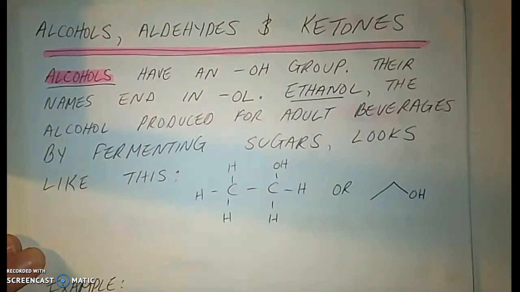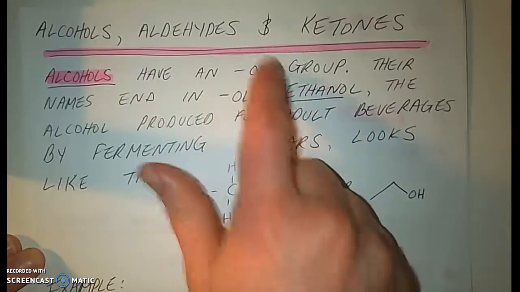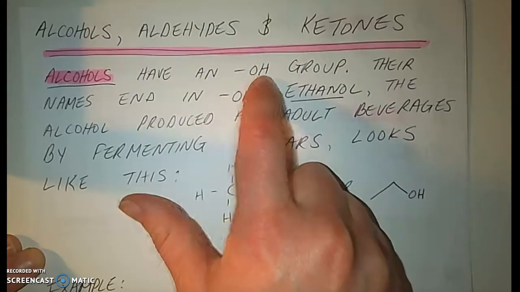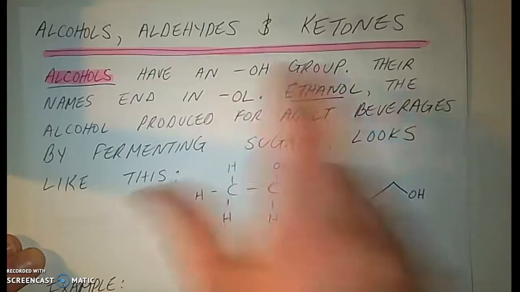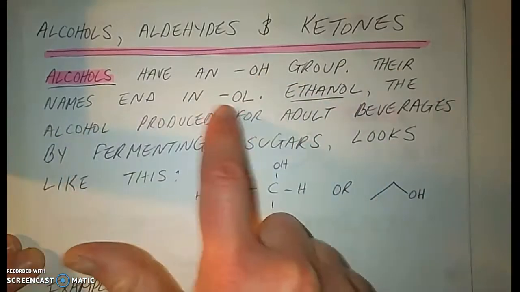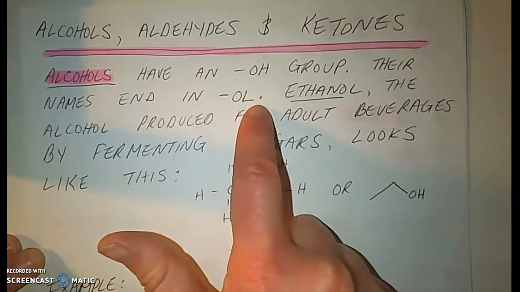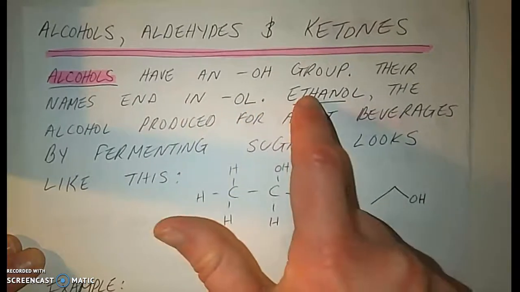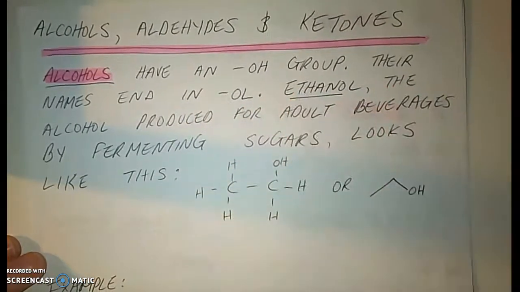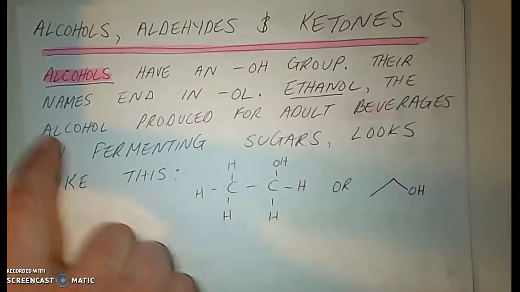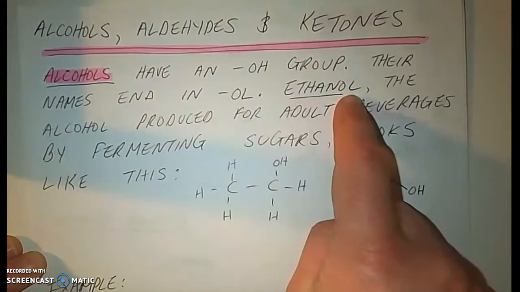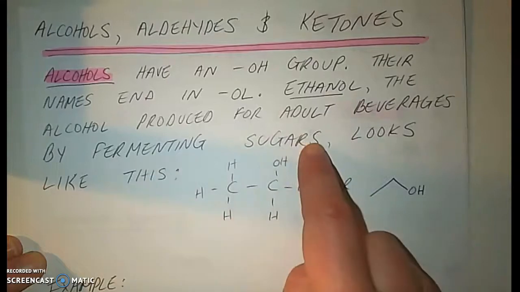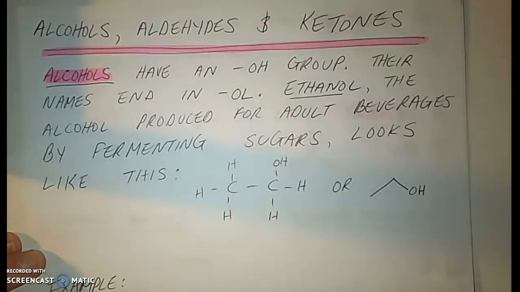So you've got your chain of carbons like any organic compound, and then on at least one of the carbons, you've got an oxygen and a hydrogen together. We can recognize the names of alcohols because their names end in OL. Okay, so an example of that would be ethanol, which is actually, when we talk about alcohol in beverages, we're talking about ethanol. Okay, and it comes from fermenting sugars. That's how things like beer and wine are made.